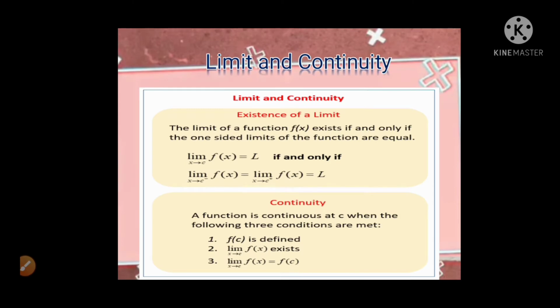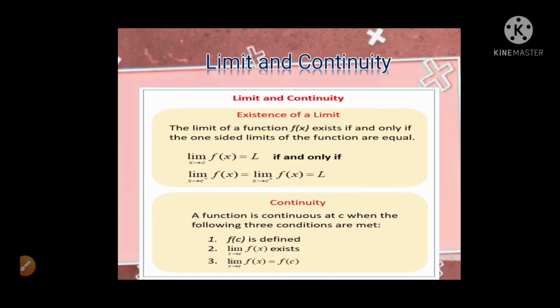Limit and continuity. Existence of a limit. The limit of a function f of x exists if and only if the one-sided limits of the function are equal. The limit as x approaches c of f of x is equal to L if and only if the limit as x approaches c from the left of f of x is equal to the limit as x approaches c from the right of f of x, which is equal to L.